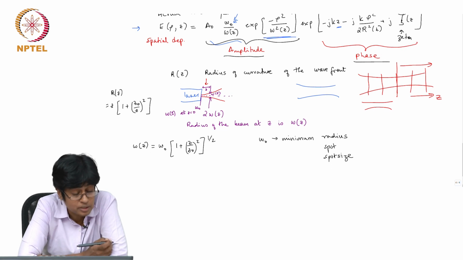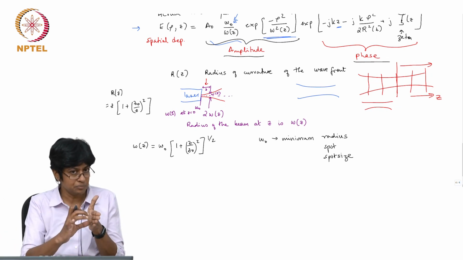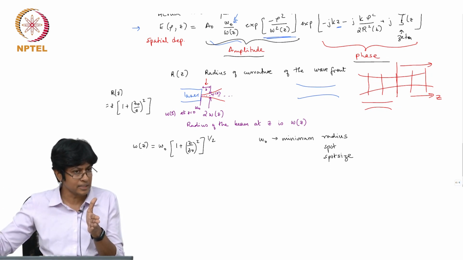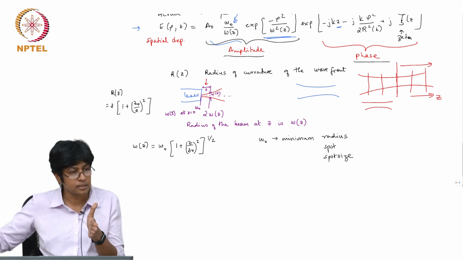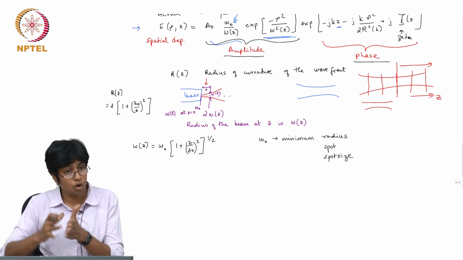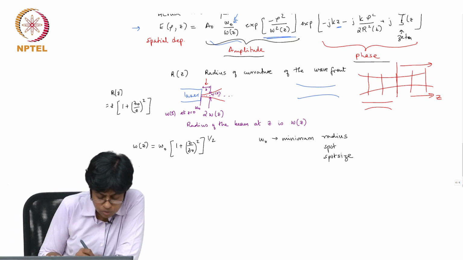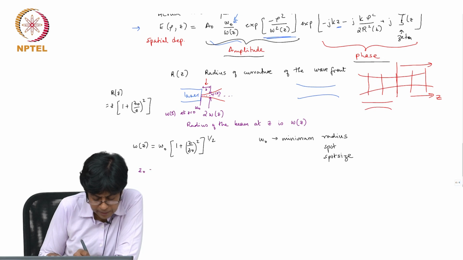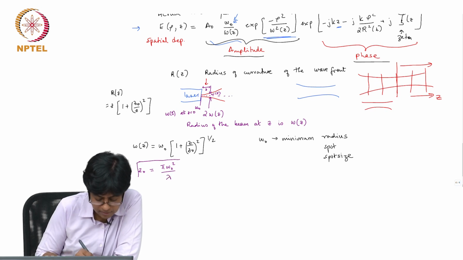So what this expression for omega of Z is telling us is, as the beam propagates, it has this minimum value. As the beam propagates, there's a change, and that change is dependent upon Z, how far you have traveled away from the minimum spot, and it is also dependent upon this parameter Z naught, which is given by this relationship.